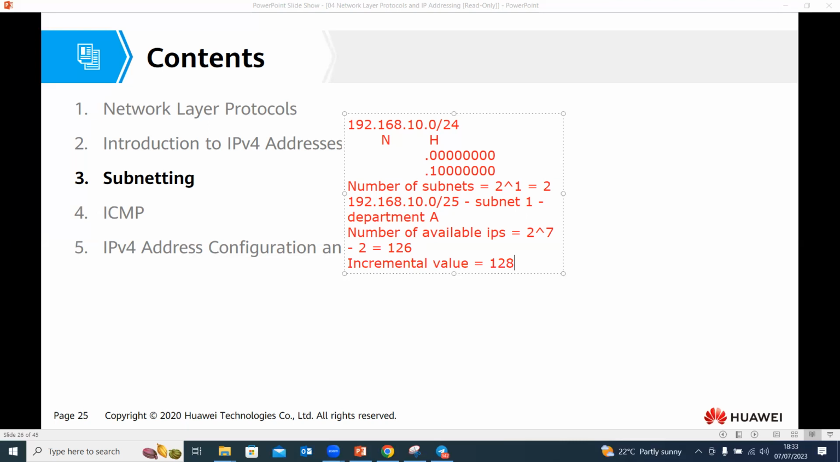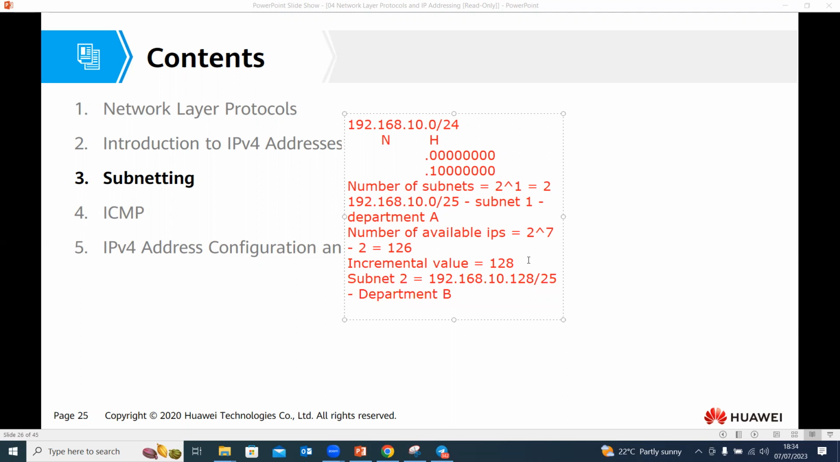Yes. So meaning if it's 128 from 0, now my subnet 2 will be 192.168.10. Now from 0 to 128, that's the incremental value you've calculated. Slash, don't forget slash 25. That one becomes my department B.